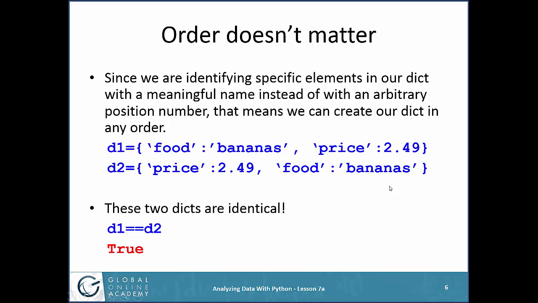These two things have exactly the same 2 elements in them. Order doesn't matter in a dict. So these two are identical. If you did D1 equal D2, Python would return a true value.